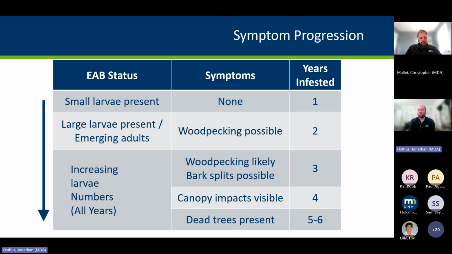But you will likely be able to see woodpecker damage and potentially see bark splits. If you know what to look for, this is when you can really identify it in a tree, and it'll be kind of at that point where it might still be treatable with insecticide or not.